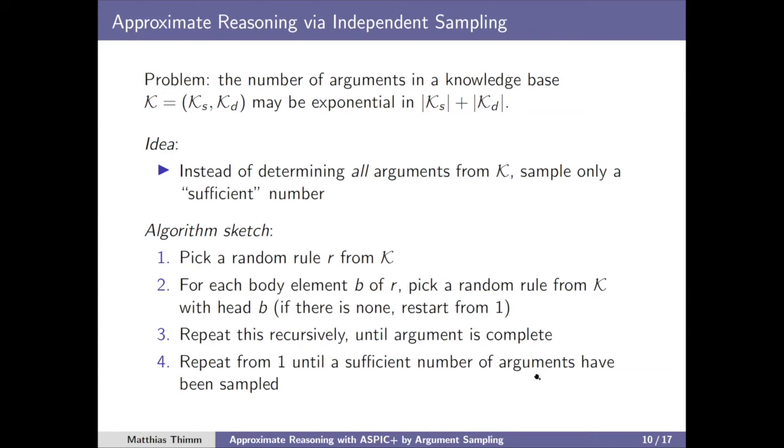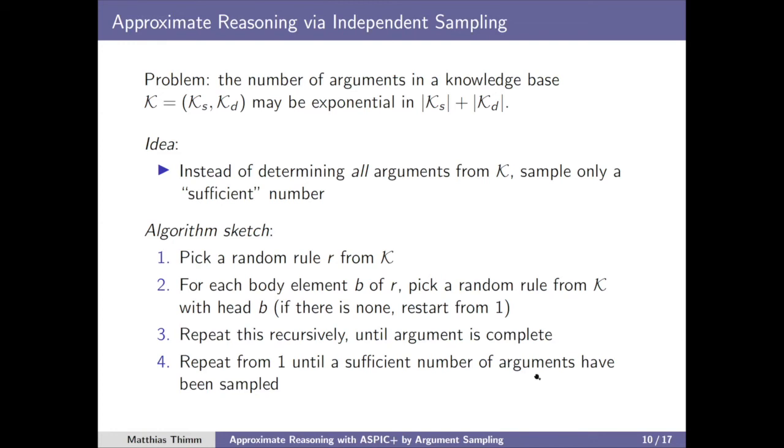So I'll just give you the sketch. The details are in the paper, of course. Now, but very simple idea here. What you can do in order to sample arguments, you just pick a random rule from a knowledge base. You look at the elements in the body. Look in your knowledge base, is there some rule which has one of these elements as the conclusion? Then you pick some of these random rules and repeat this recursively until your argument is complete.